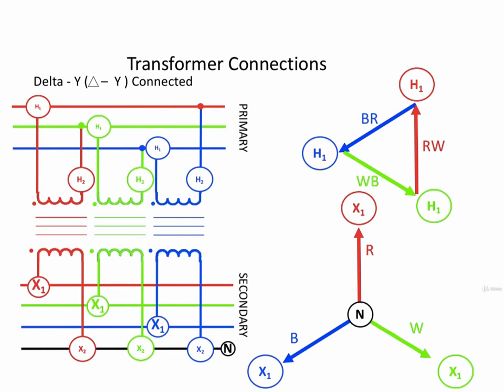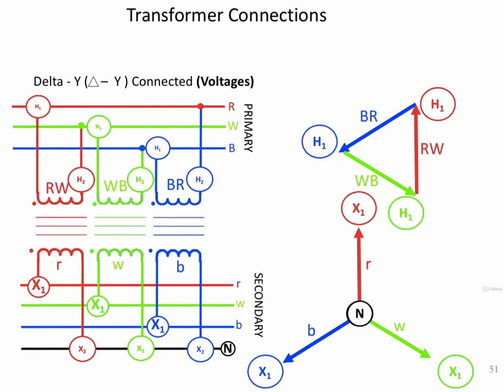Again, it's an important thing to notice that the primary red to white voltage is in phase with the secondary red to neutral voltage, as well as the primary white to blue voltage is in phase with the secondary white to neutral voltage, and the blue to red voltage is in phase with the secondary blue to neutral voltage. Or in other words, the primary phase to phase voltages are in phase with the secondary phase to neutral voltages.